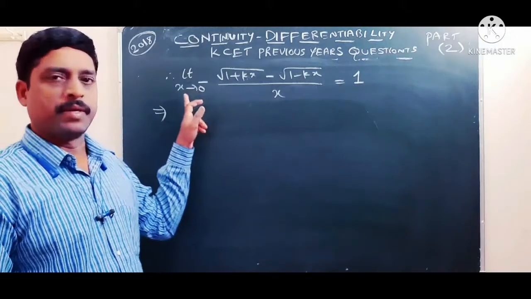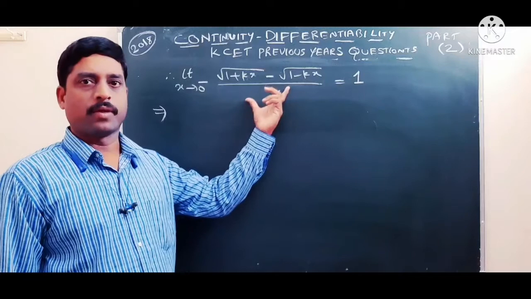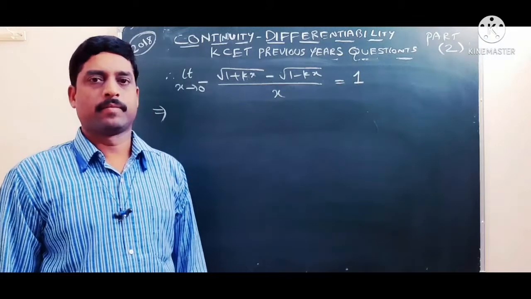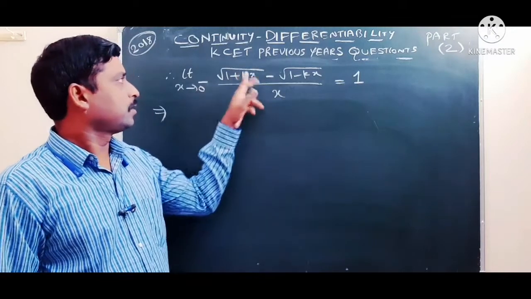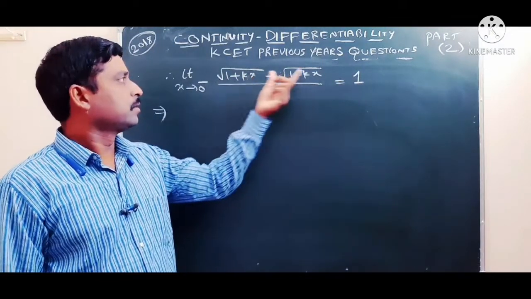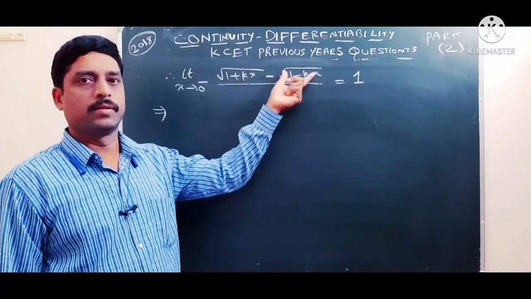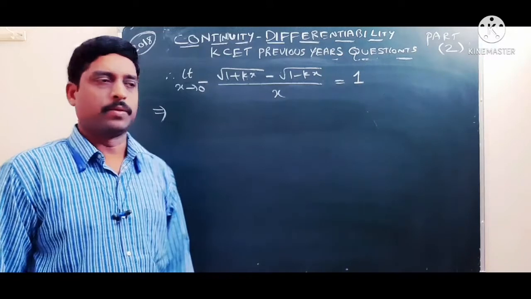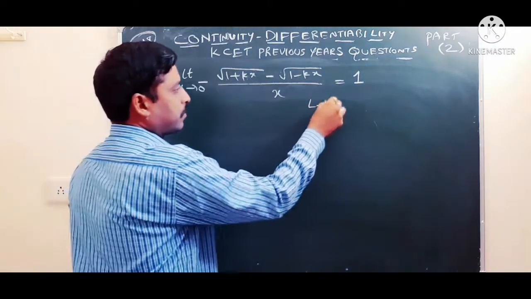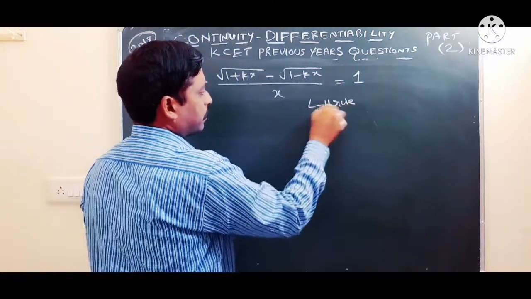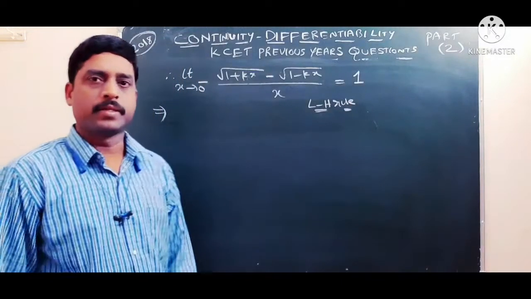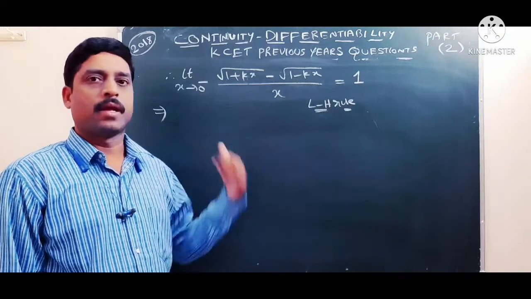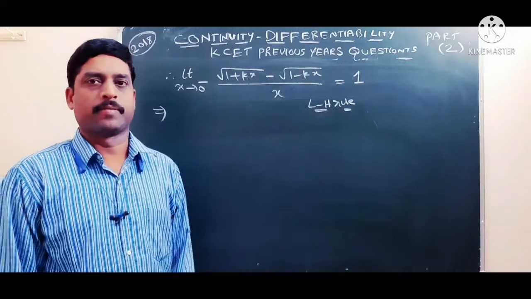Now we have to find the left side value, but our target is the k value. So limit x tends to 0 minus f of x is equal to the right side value, which we got as 1. Put x as 0: 1 minus 1 is 0, so 0 by 0 is undefined. So by using L'Hopital rule. What is the L'Hopital rule? We should differentiate numerator as well as denominator at a time.